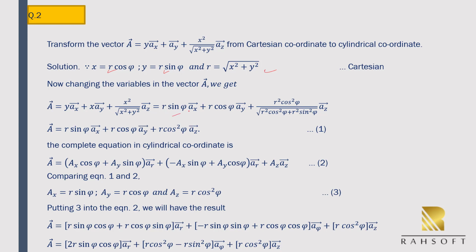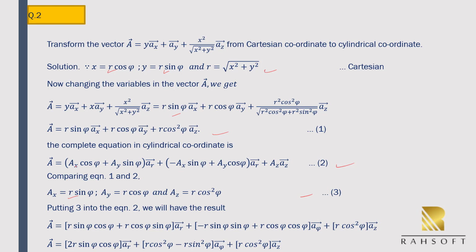You can write it as r sin phi unit vector a_x plus r cos phi unit vector a_y plus r square cos square phi divided by square root of r square cos square phi plus r square sin square phi unit vector a_z. So we have vector A equal to r sin phi a_x plus r cos phi unit vector a_y plus r cos square phi unit vector a_z. The complete equation in cylindrical coordinates is, we know, (A_x cos phi plus A_y sin phi) unit vector a_r plus (minus A_x sin phi plus A_y cos phi) unit vector a_phi plus A_z unit vector a_z. This is equation 2. Now comparing equation 1 and 2, you can write A_x equal to r sin phi, A_y equal to r cos phi, and A_z equal to r cos square phi. This is equation 3.